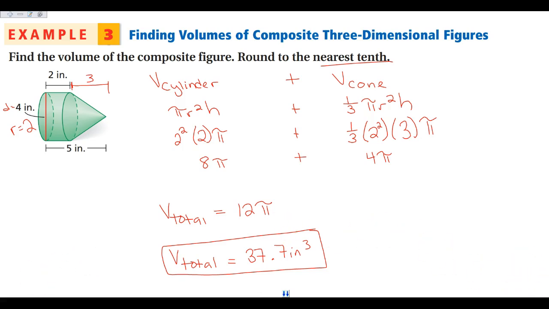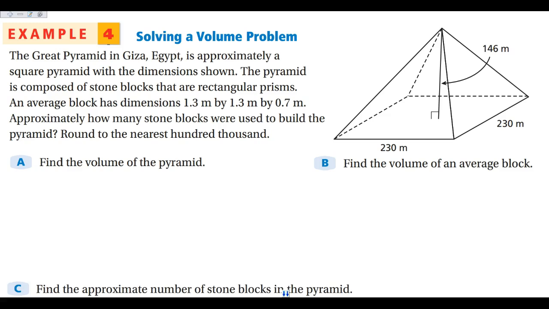All right. Let's take a look at some of this in application terms here. All right, we have the Great Pyramid in Giza, Egypt is approximately a square pyramid with the dimensions shown. The pyramid is composed of stone blocks that are rectangular prisms. An average block has those dimensions, and we want to know how many stone blocks were used to build the pyramid. So what we're going to do is we're going to find the volume of the pyramid, then the volume of the average block, and then divide them out, okay?